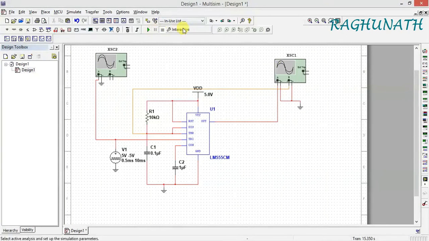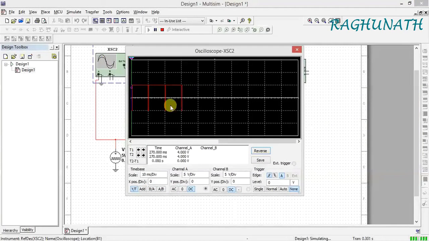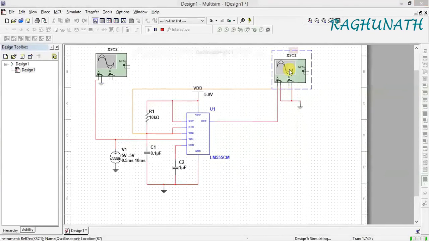This should be an interactive simulation. Now you have to double click this. First we want to see the pulse. Now double click on this. See, here you can see the pulse. These are negative going pulses. See, it will be at 5 volts. After 10 milliseconds it is going to negative. Again it will go there. Okay, this is pulse.